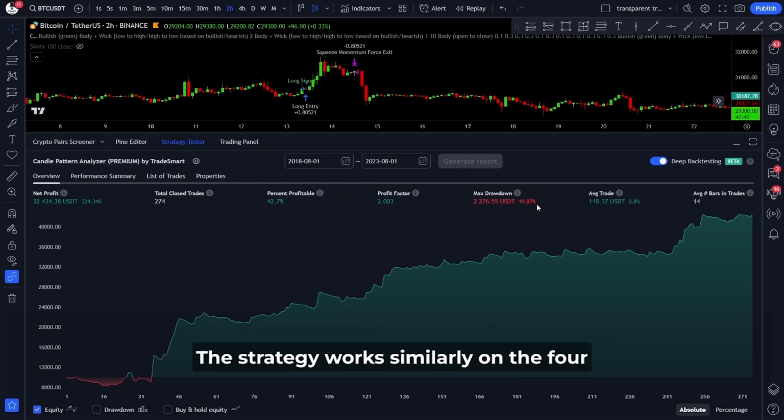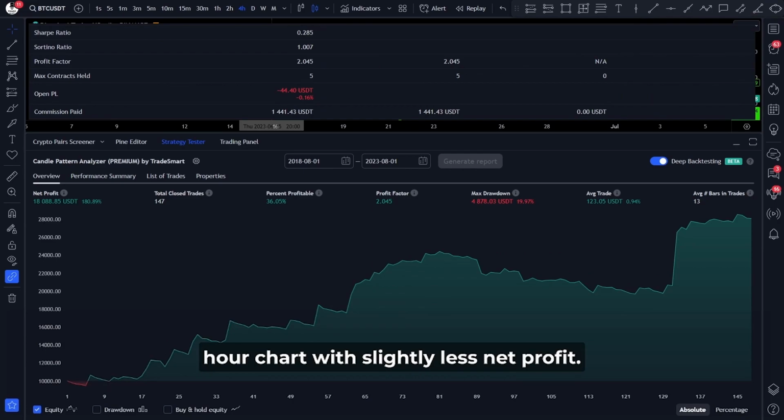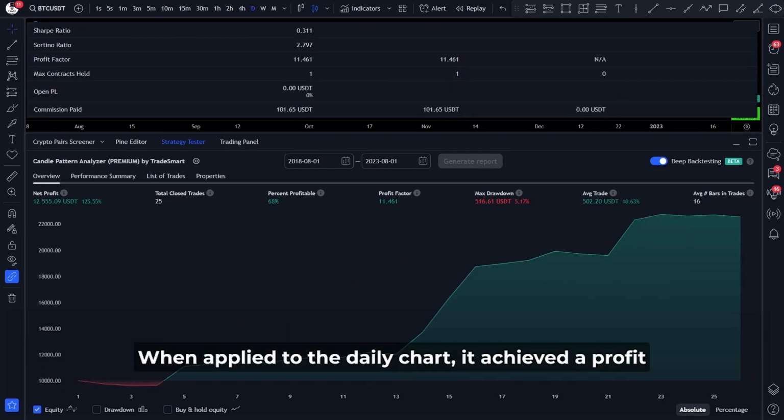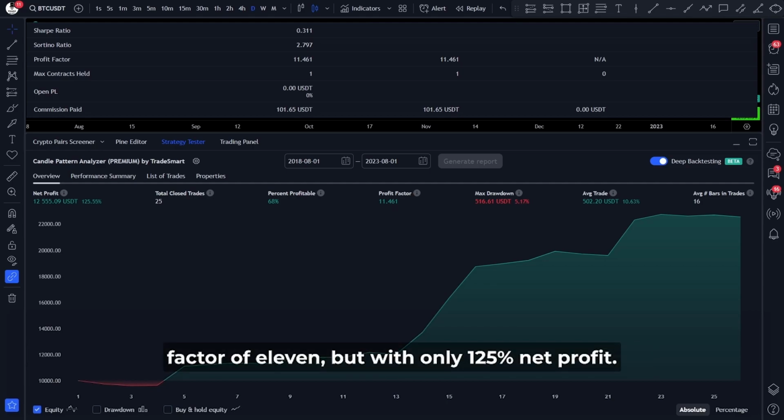The strategy works similarly on the 4-hour chart with slightly less net profit. When applied to the daily chart, it achieved a profit factor of 11, but with only 125% net profit.